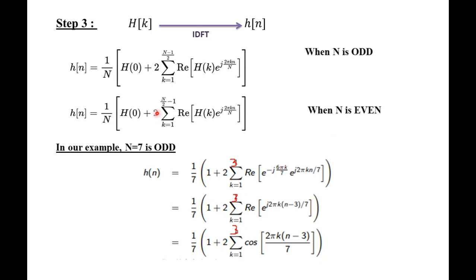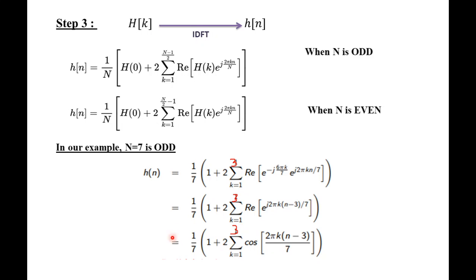Similarly, when n is even, it is n by 2 minus 1. In our example, n is odd. Hence, 1 by 7, 1 plus 2, where 1 comes from the h of 0 value. If you substitute in our h of k, we'll be getting h of 0 as 1. 2 summation k equal to 1 to 3, real part of, substitute the value of h of k, which is nothing but e power minus j 6 pi k by 7, e power j 2 pi k n divided by 7. So 1 plus 2, substitute, you can get the real part of this, which is nothing but cos.